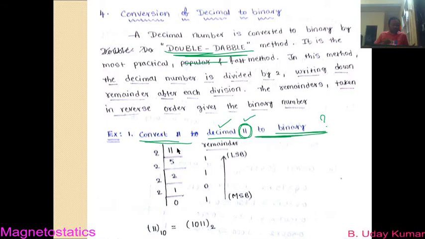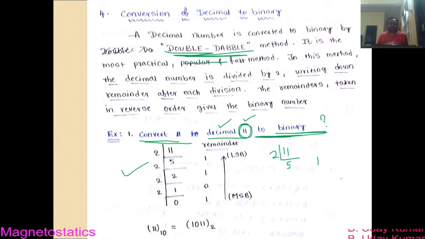For that, we just divide it by 2. Let me solve it here for your convenience. I am just taking 11 now, and you divide it by 2. You know that 2 fives are how much? You get 10, right? So what will be the remainder here? You get 1 here. That's it.